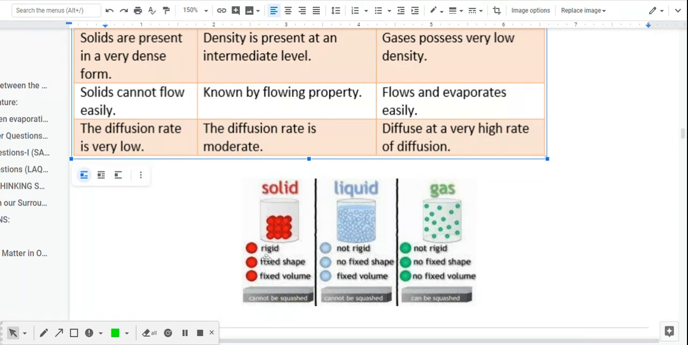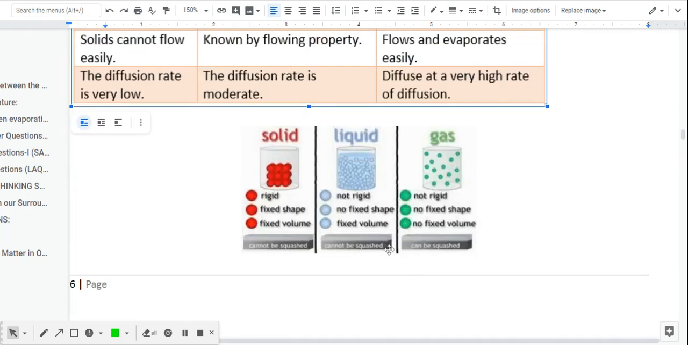Diffusion rate means they cannot intermix with other substances. Like I have given an example of sugar in water, it can mix, though sugar is a solid, but most of the solids like wood cannot mix in water, because the bonding between the atoms is quite strong, right? The diffusion rate is greater in case of liquids, and diffusion is at a higher rate in case of gases, right? So in this figure, you can see all the points of difference that I have mentioned also, right? Hope this is clear.